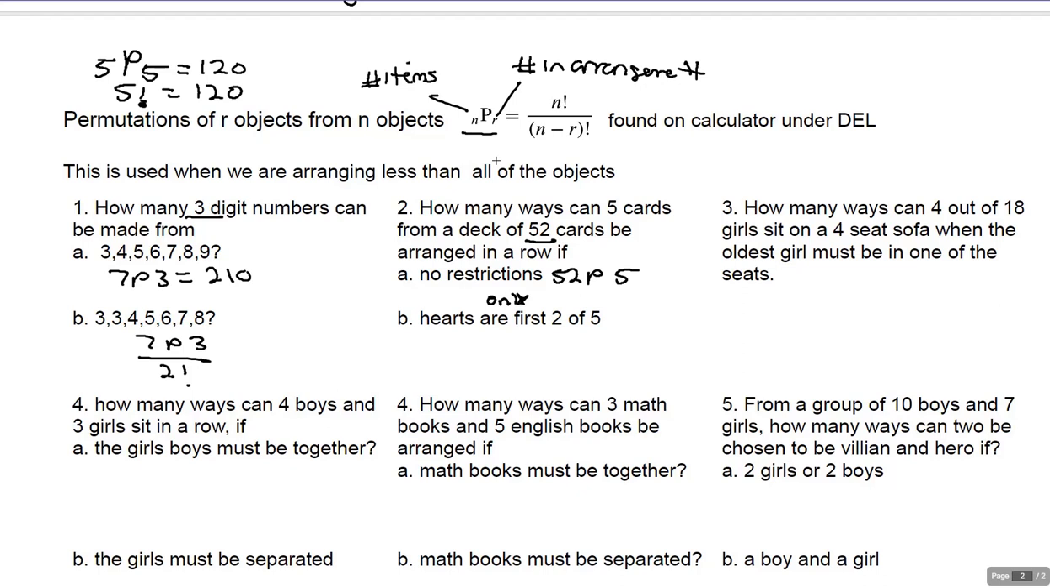So we're going to start this. How many hearts? In a deck of cards, how many hearts are there? 13, exactly, right? So I have 13 hearts to choose from, and I'm going to arrange them in these 2 places. That's 13P2. That gives me 2 hearts.